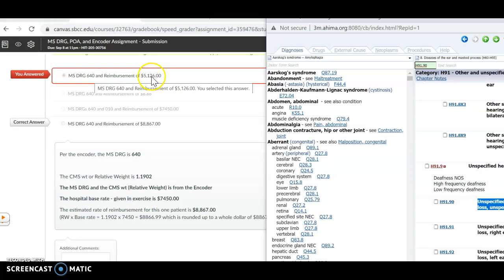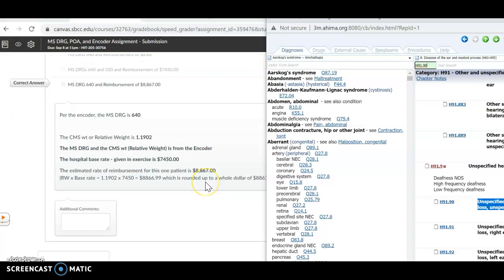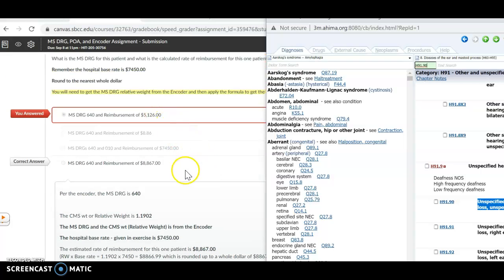Now the Medicare reimbursement is what we have here, but again, we are looking for what the hospital can charge for that. So we're looking for the one patient. That's why we have to put it into the equation. So it's just a step that a few students missed.